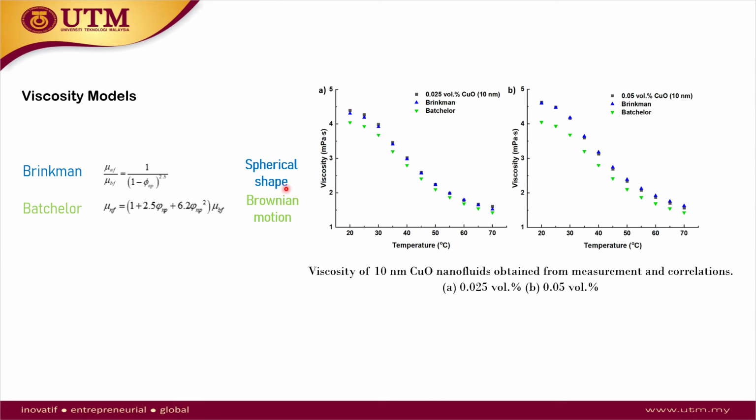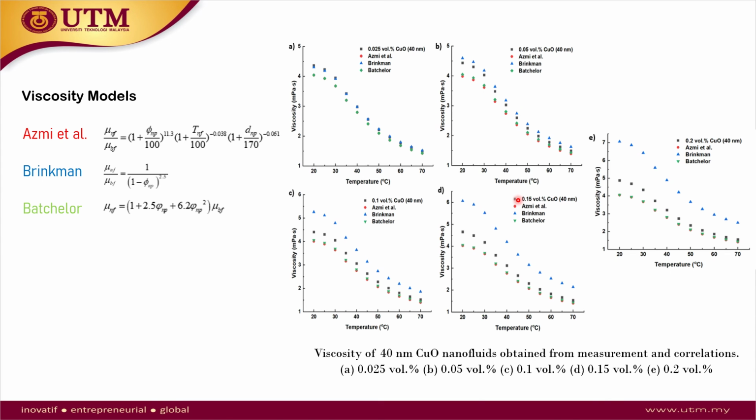Because Brinkmann's model considers spherical shape, and we are exactly using the same spherical shape in our experiment. And then for Batchelor's, they consider Brownian motion. So we can say that both spherical shape and Brownian motion are important to predict the trend of the viscosity change due to temperature and concentration. And this can be further proven by the 40 nanometer copper oxide nanofluids.